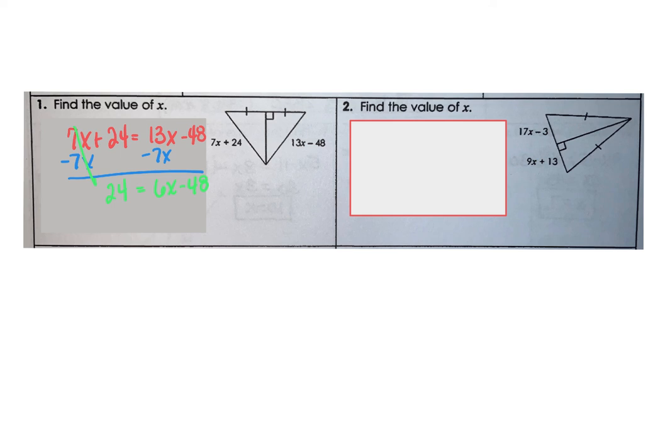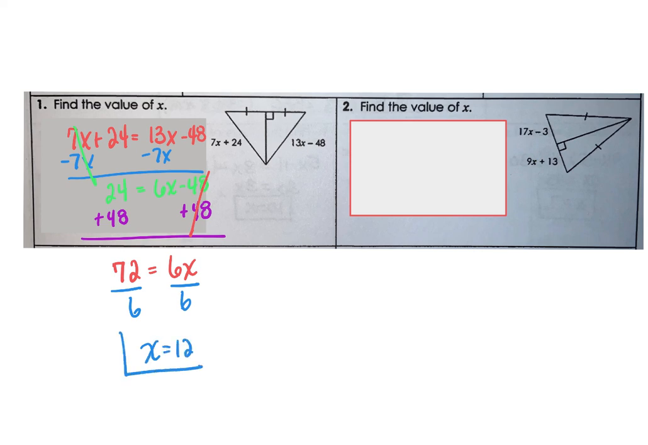I am then going to add my 48 to both sides to move my numbers to the other side. It will cancel on the right. On the left, I will have 72 = 6x. My final step is divide by 6. And I know that x = 12. If they wanted the length of the line segments, I would plug that back in. So if they wanted me to find the length of this segment, I'd plug it back in and solve. But if they just want me to stop at solving for x, then I'm done. So go ahead and do number 2. Solve for x.